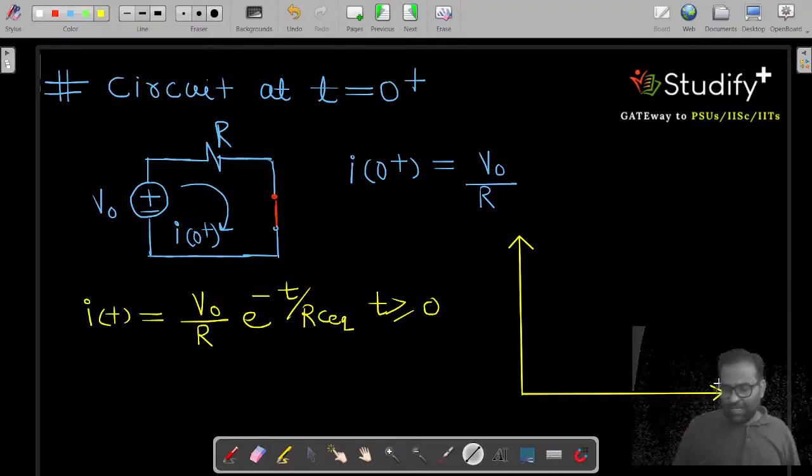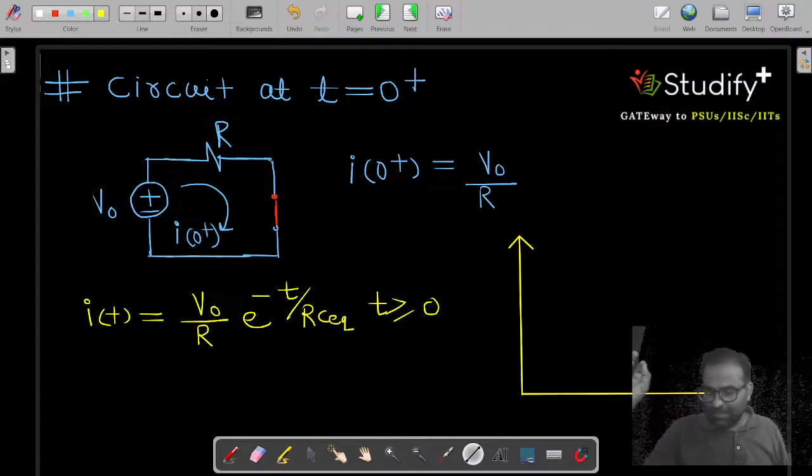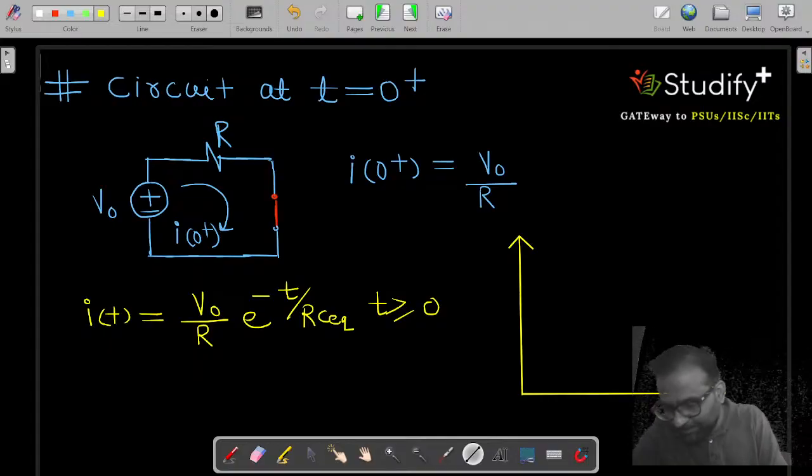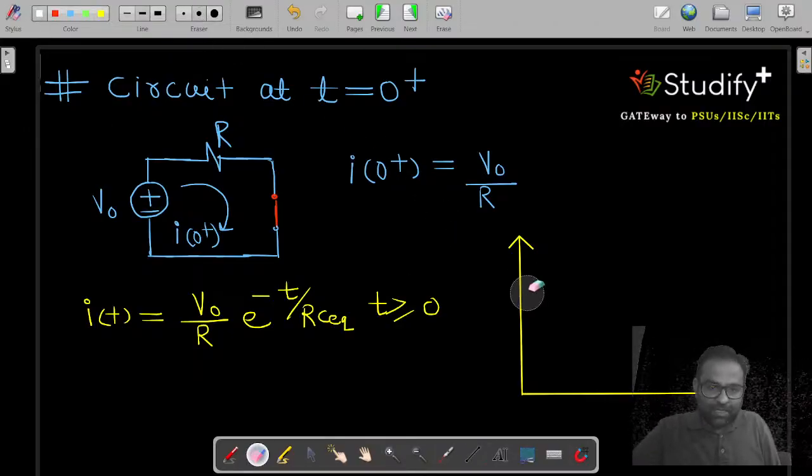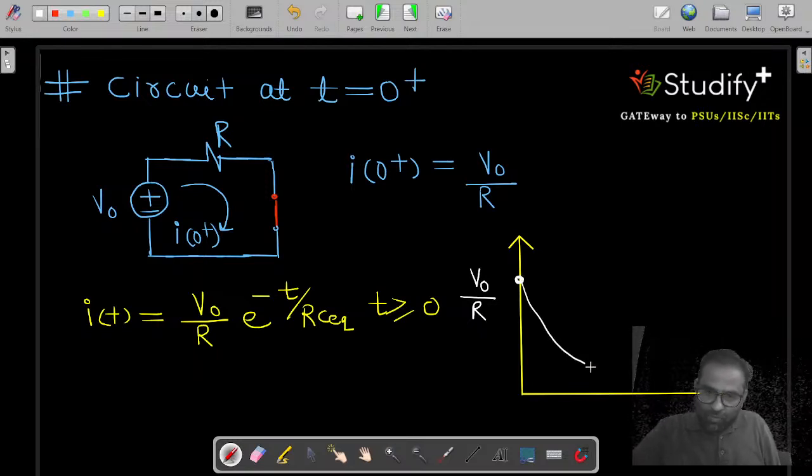The differential equation can answer you only for t greater than 0. It will not answer you for t less than 0. Always remember this thing. So can I say the waveform will look like this? At t equal to 0, what is the value? At t equal to 0, the value is V naught divided by R, and after t equal to 0, this goes to 0. Yes or no?